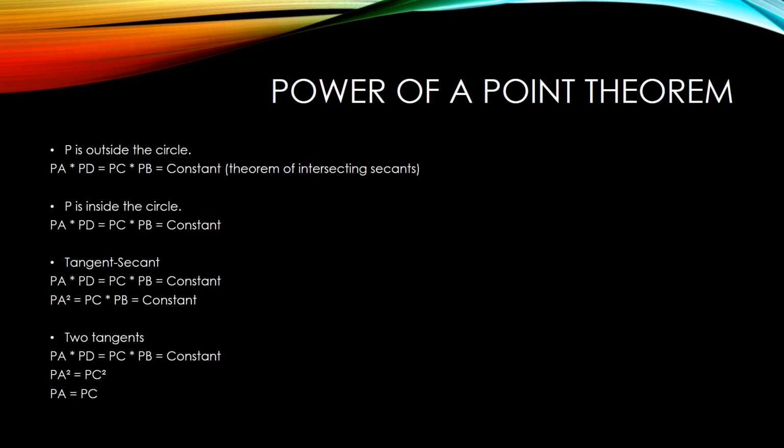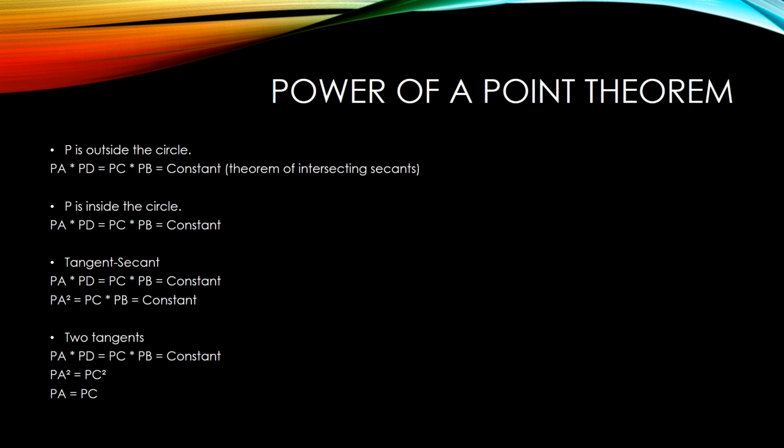Power of a point theorem. Given circle O, a point P not on the circle, and a line through P intersecting the circle in two points, the product of the length from P to the first point of intersection and the length from P to the second point of intersection is constant for any choice of a line through P that intersects the circle. This constant is called the power of point P.